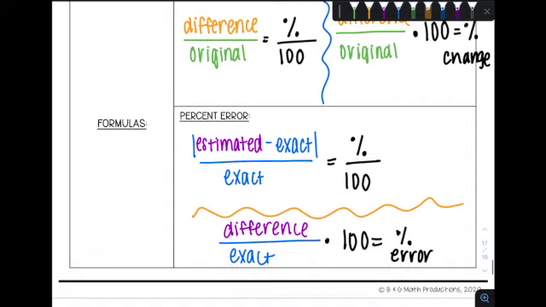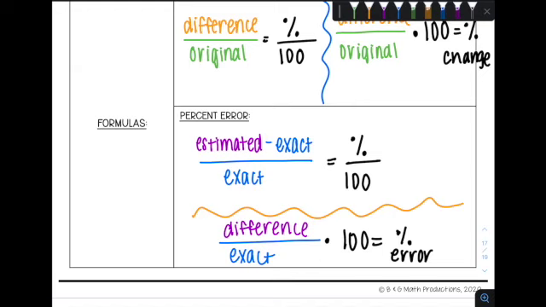For percent error, you have estimated and exact values. Again, you're finding the difference between the two of them. You want to make sure that it's a positive number in the numerator. Again, if you don't use absolute value, a positive number is going to be an increase. A negative number is going to be a decrease. So the percent of the difference.